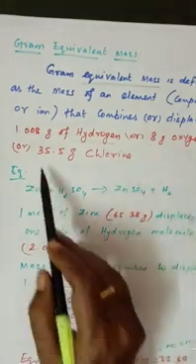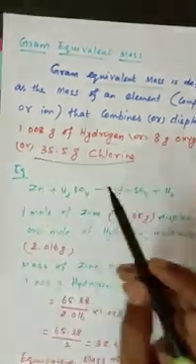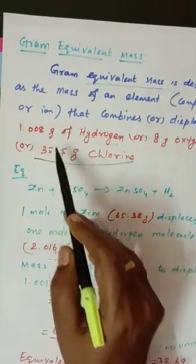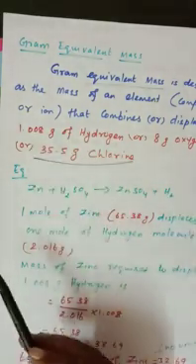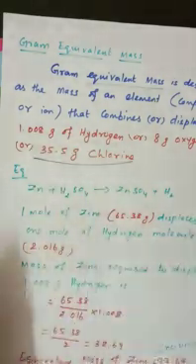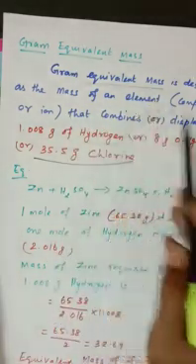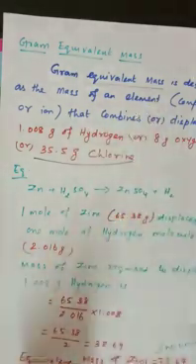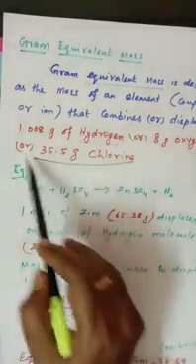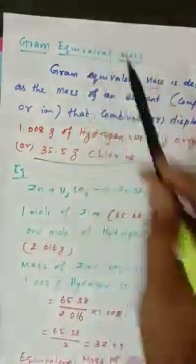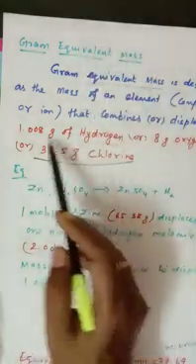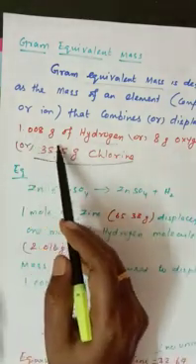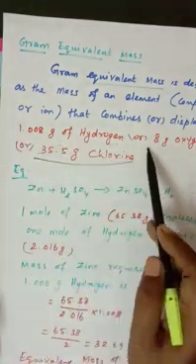8 grams of oxygen, and here 35.5 grams of chlorine. These two are mass numbers. Is it right? Gram equivalent mass is defined as the mass of an element that combines with or displaces these elements, which will be equal to the gram equivalent mass. So why are we taking this much, 1.008 grams of hydrogen?